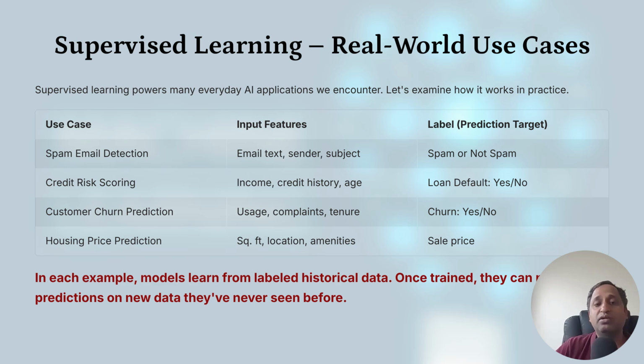So let's see some real world examples of supervised learning. Something like spam email detection, or maybe credit risk scoring, customer churn prediction, housing price prediction. These are all supervised learning because you already have input features, you have labeled data, you know what is the outcome of that particular data, and you can use that data for your supervised learning.